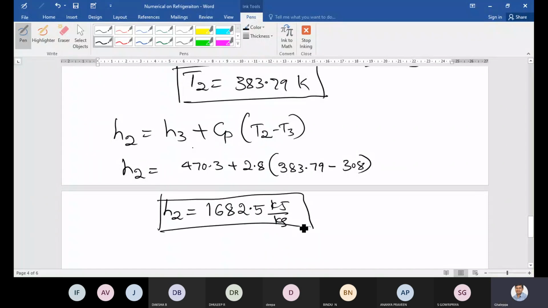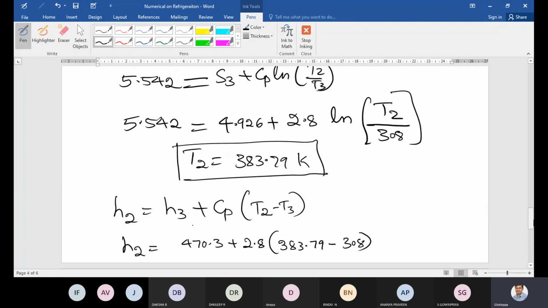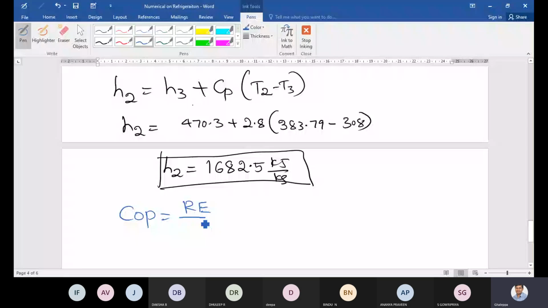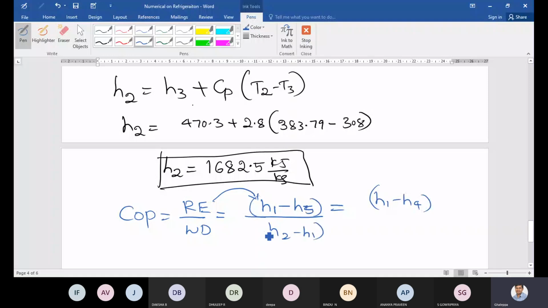So where do we need to substitute all the values? In which formula? What is the unknown? COP. Second unknown. COP is equal to, I will write the values directly here because I know the formula. I think you also know the formula. COP is equal to refrigerating effect divided by work done. Refrigerating effect is related to the condenser. So H1 minus H4 or H5. You can write H1 minus H4 also. The work done is H2 minus H1.